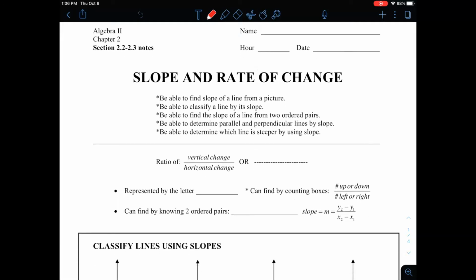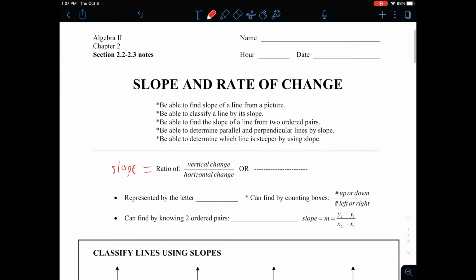So slope is a ratio of the vertical change over the horizontal change, or you may have heard of this before, it's blank over blank. What is that usually called? It's going to be rise over what? Rise over run. You may have heard that before.